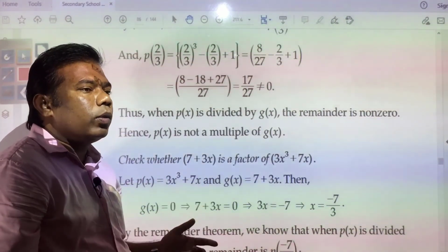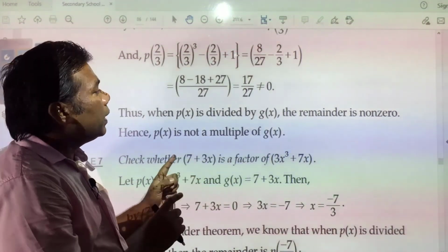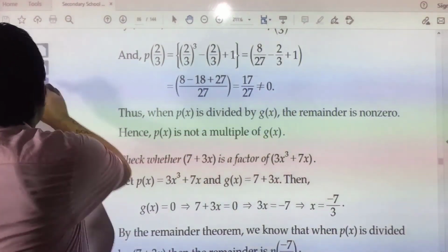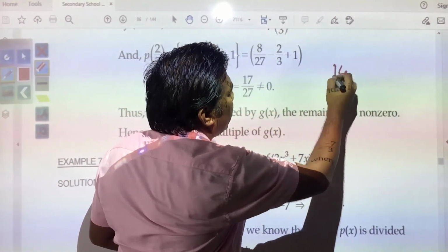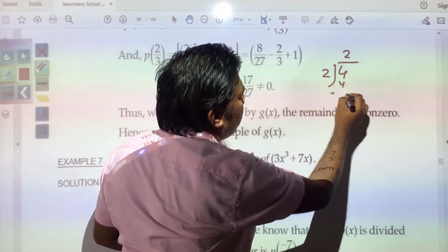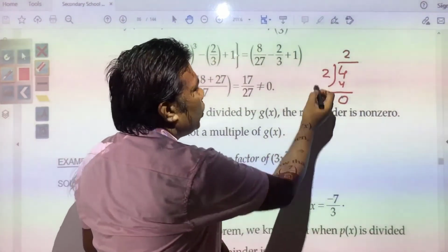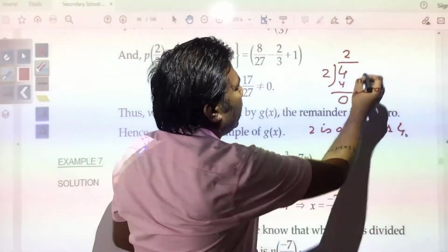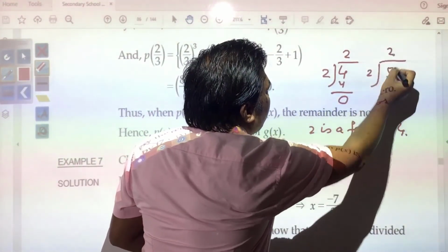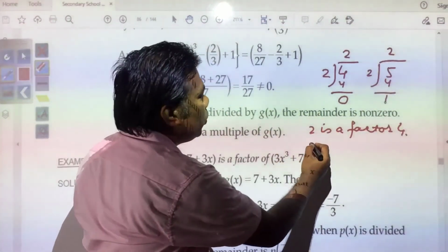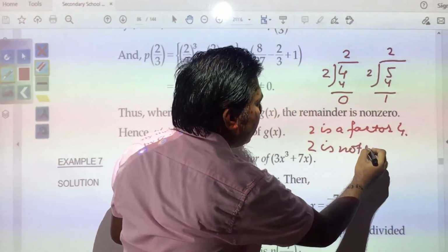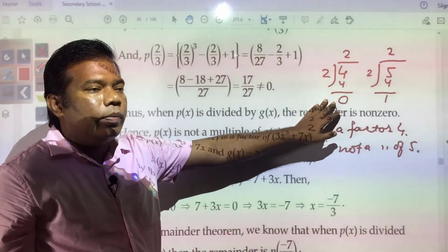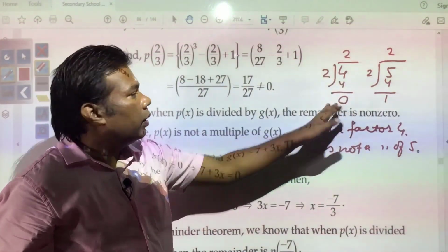If the remainder is coming 0, it means that is a factor of that, it means that is exactly divisible, and if 0 is not coming, it means that is not a factor of that. Suppose you see, if 4 is being divided by 2, 2 twos are 4, 0 remainder you are getting, it means 2 is a factor of 4. But if 5 is being divided by 2, then the remainder you get is 1, it means 2 is not a factor of 5. So, if the remainder is not coming 0, it means that is not a factor of that, only you need to show.